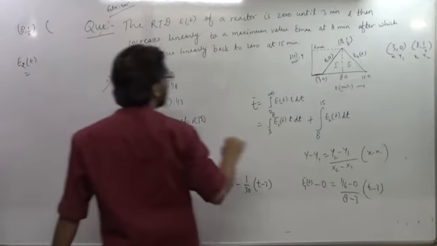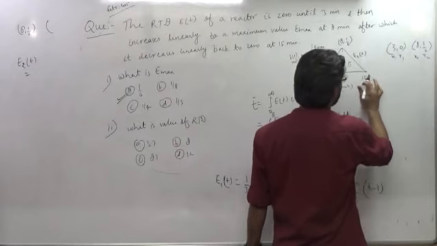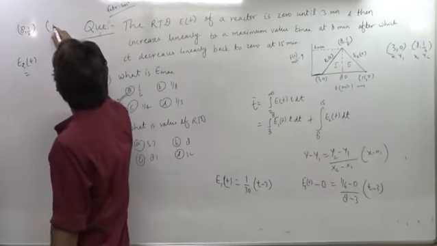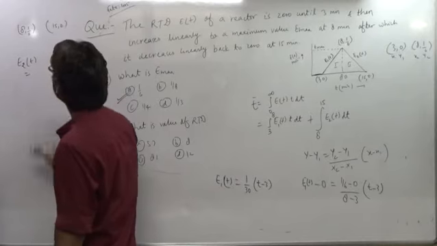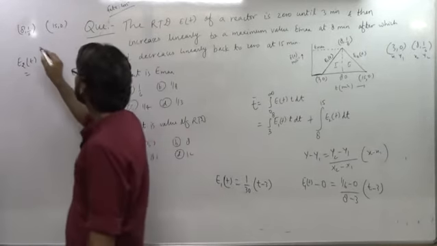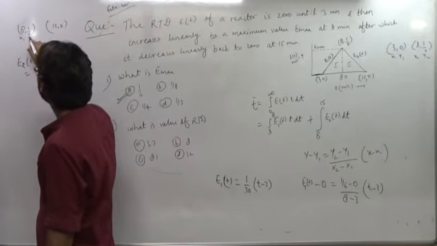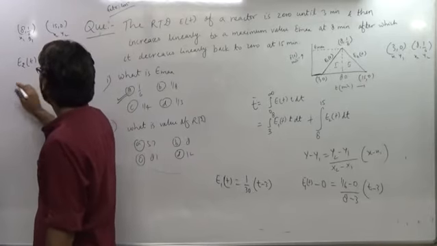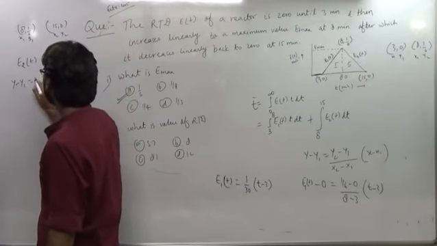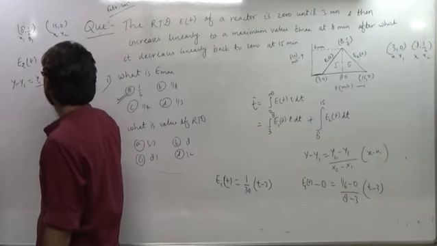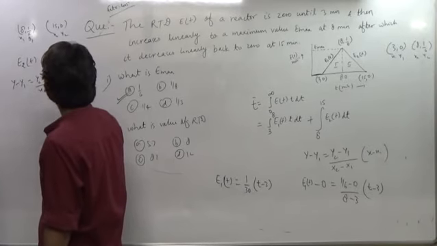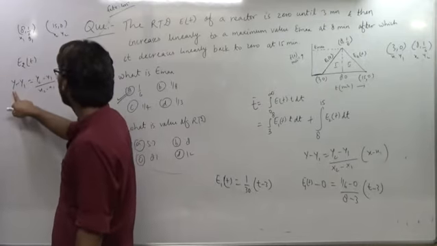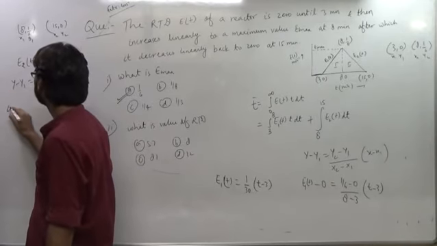What will be the second point? That is 15 comma 0. We write 15 comma 0 here. So this is the x1, this is the y1, this is the x2, this is the y2. Once again we have y minus y1 is equal to (y2 minus y1) divided by (x2 minus x1), times (x minus x1). Now in place of y we can write e2.